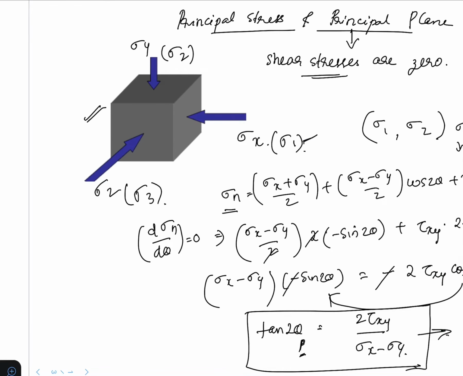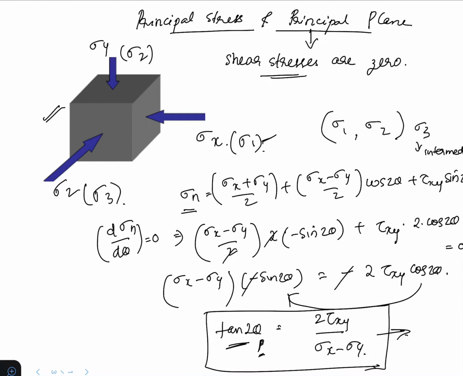So for an element, tan 2 theta p, see here 2 theta p, if we represent it here, is equal to 2 tau xy by sigma x minus sigma y.